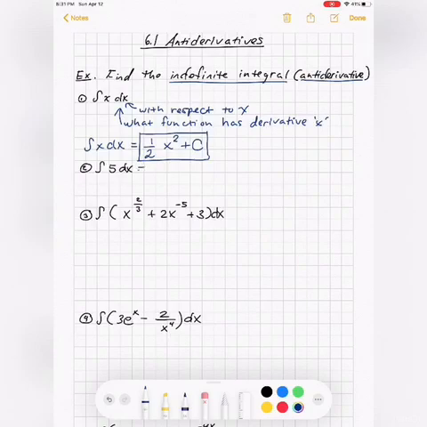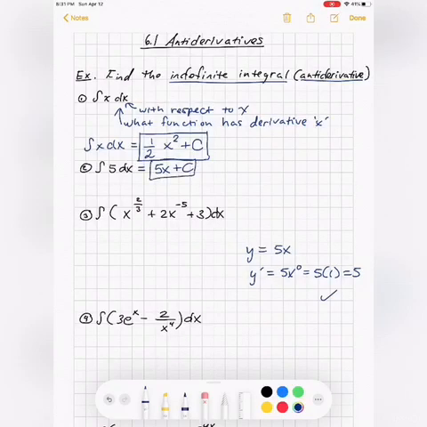Okay, what about the integral of 5? Well, wouldn't that have to be 5x? Because if my function is 5x, the derivative of that is just 5x to the 0, which is 5 times 1, just 5. And again, that could be plus any constant, because if I had any constant here, when I differentiate, that constant just leaves me with a 0.